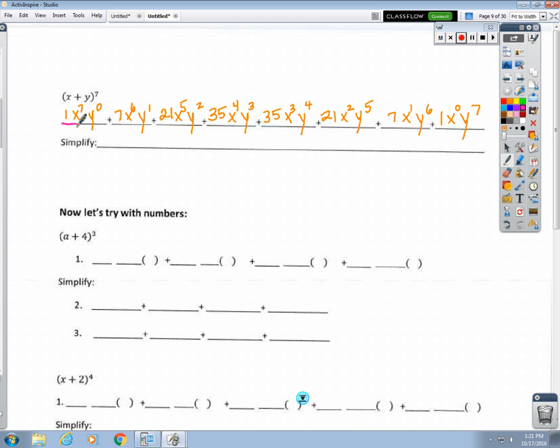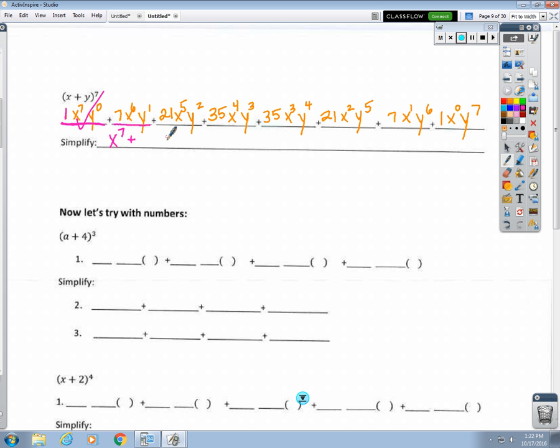When I look at this first term, is it really necessary to write the 1? No. So I can bring down x to the 7th power. What is y to the 0 power equal? 1. Remember, anything to the 0 power equals 1. So is there any need to bring it down? No. So I'm done with term 1. I've brought down everything that's necessary to bring down. So now plus... Let's look at term 2.